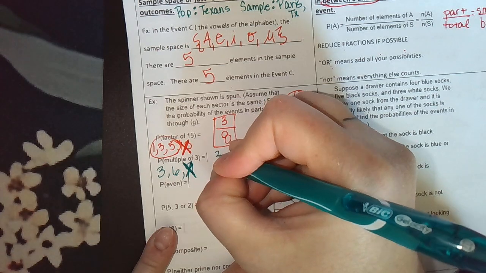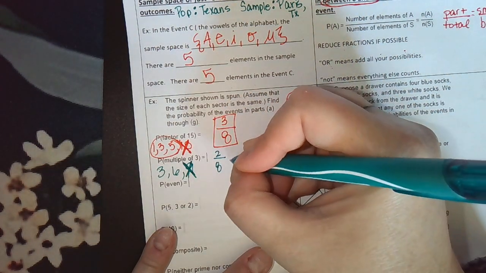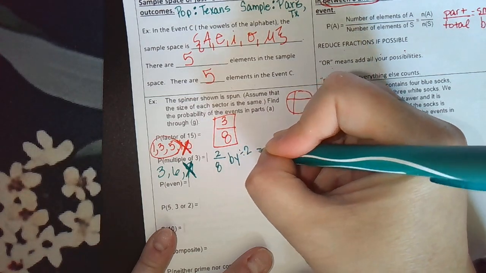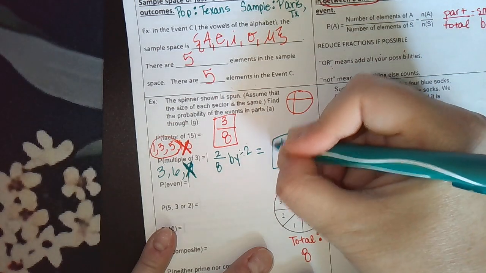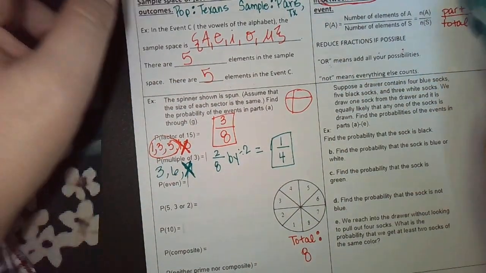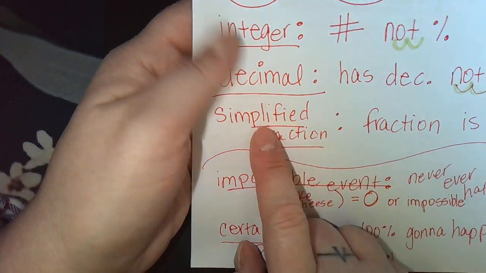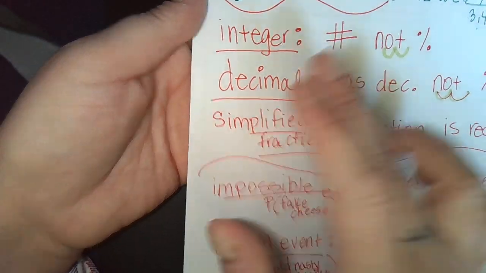So my probability is 2 over the total, 8. But then I think you can reduce it by 2. And it becomes 1 over 4. Hey, that's what you need to type in. And you're going to type this in if it says simplified fraction. If it says decimal, then we could use a decimal.